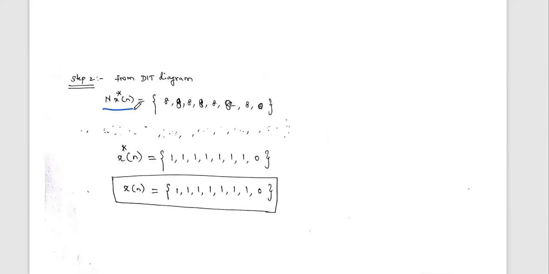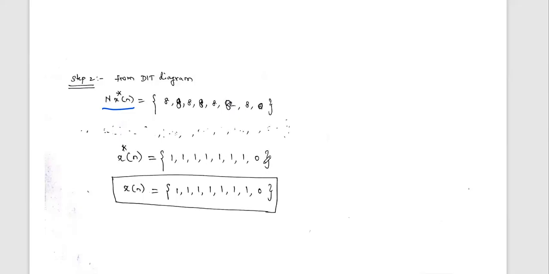Okay, so from this, in order to find the small x of n, what is the next step we have to do? We have to divide all the answers obtained from the DIT algorithm by capital N. So what is the value of capital N? 8, since it is an 8-point DFT. So you just divide all answers by 8. So we will get the answer: 1, 1, 7 ones, and the last one is 0.